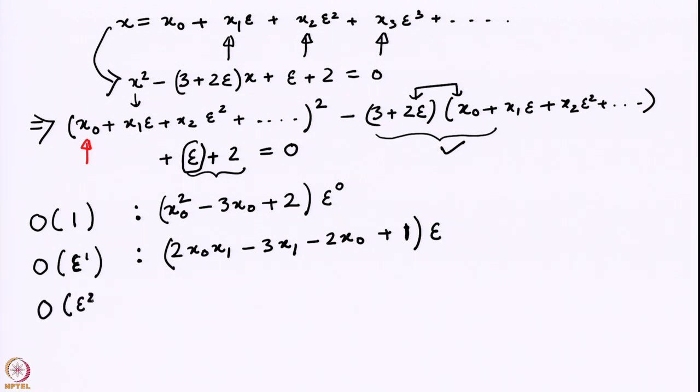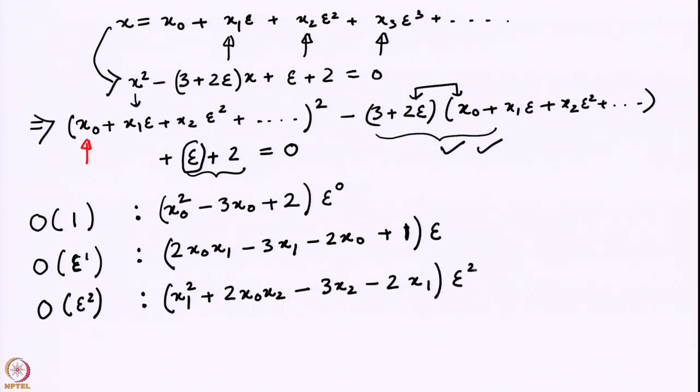Order epsilon square. Order epsilon square also, we proceed in the same way. So, from the first squared term, you can see that x1 squared would have an epsilon square. Then the product of x0 and x2 would be a 2 there and then epsilon square there. Anything else from here? No. Then from the product of this term, you can see that we would get a minus 3 x2. We will also get a minus 2 x1. And that is the coefficient of epsilon square.